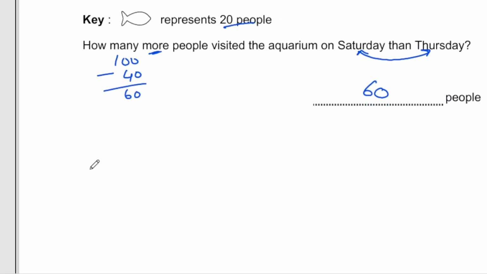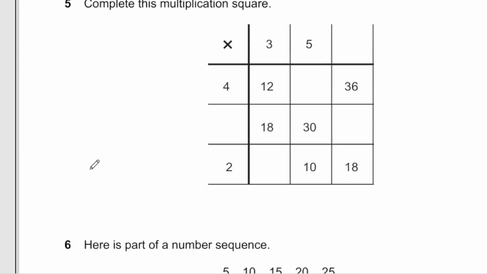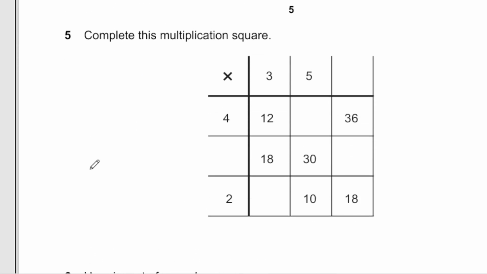Okay. Now next one we have here: complete this multiplication square. So we have a square here. If you see, we have 4 times 3 is 12, 4 times 5 is 20, then 4 times what gives you 36? It is 9. Then here something times 3 is 18. So 18 divided by 3 is 6, so it will give you 6. 6 times 3 is 18, 6 times 5 is 30, 6 times 9 is 54, and then 2 times 3 is 6, right?